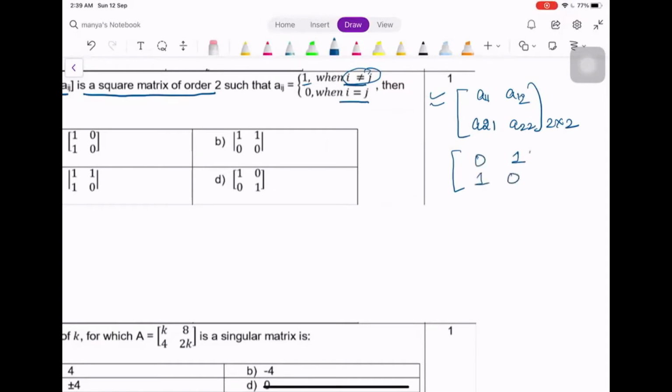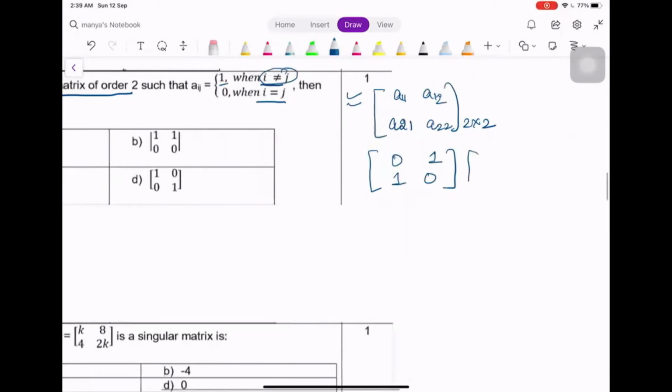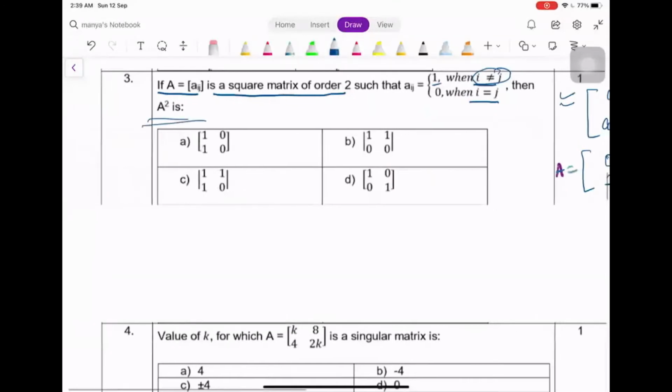1 and 0. We need to find the value of 0, 1, 1, 0 again, multiplying this by this. This is our matrix A, which has been given in the question. Now what we need to find? We need to find A square.